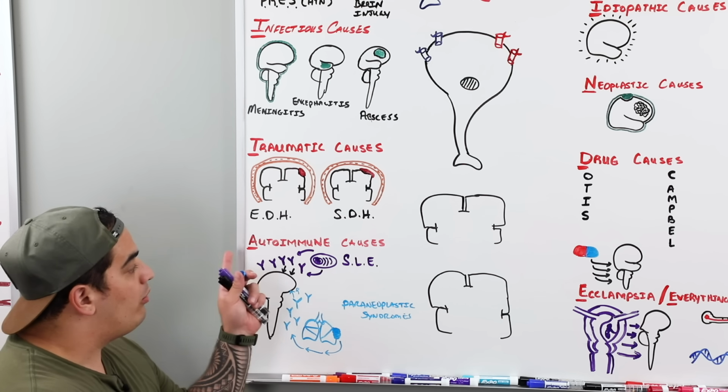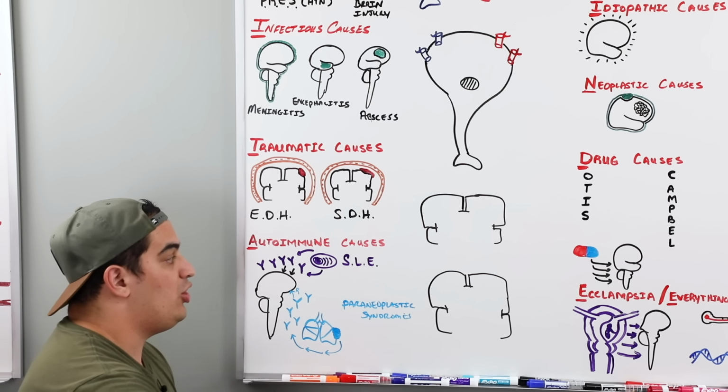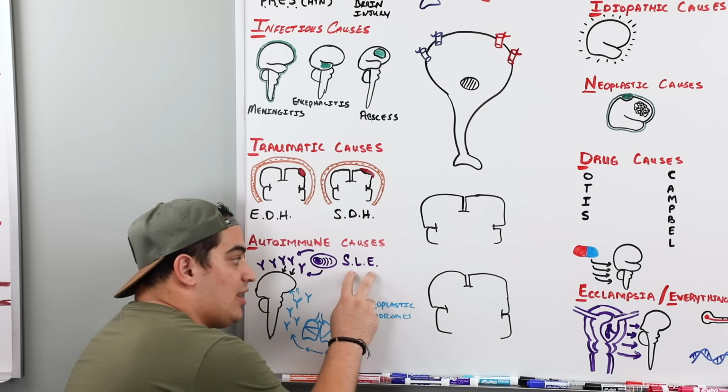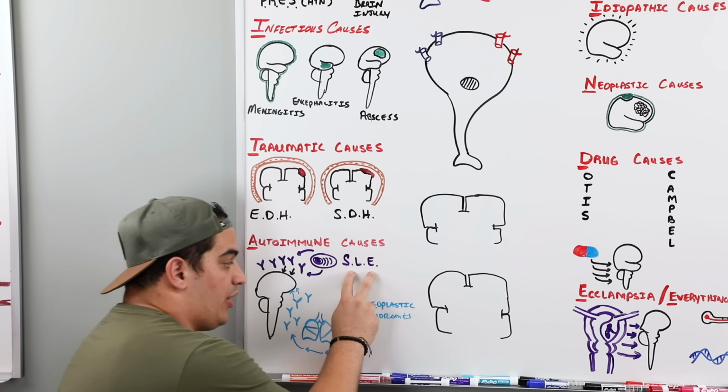So again, the big thing to remember for autoimmune causes is it can either be due to an autoimmune disease like systemic lupus erythematosus, or a paraneoplastic syndrome where somebody has like a small cell lung cancer and they develop antibodies that attack the brain tissue, particular receptors of the brain tissue. Either way, they're attacking the cortex and leading to an autoimmune type of encephalitis.